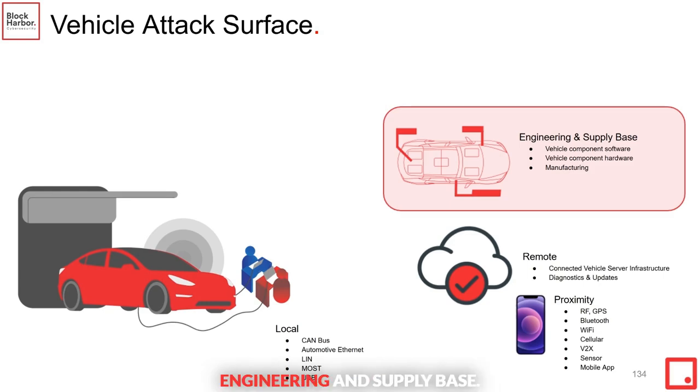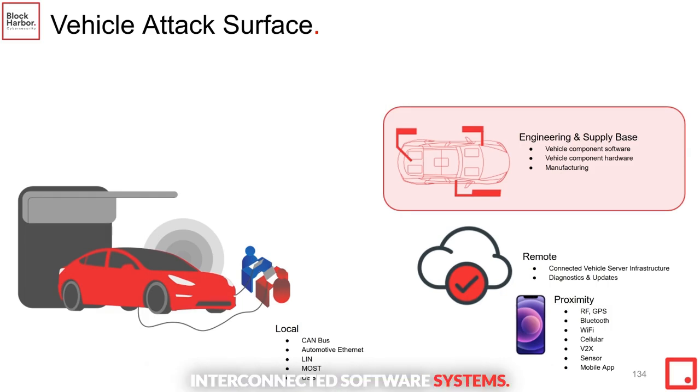First, we need to consider the engineering and supply base. This includes vehicle component software, for example, firmware in the ECUs that could be tampered with. Vehicle component hardware: attackers may target physical hardware during the manufacturing process. Manufacturing: supply chain attacks are a significant concern here. Malicious code could be introduced during component production or assembly, potentially compromising the vehicle before it even reaches the customer. Addressing risks at the engineering and supply chain level is critical, especially as vehicles become more reliant on complex, interconnected software systems.